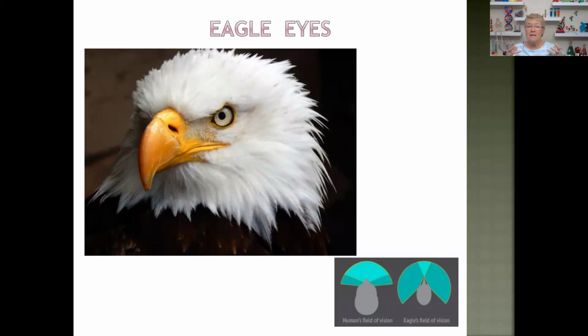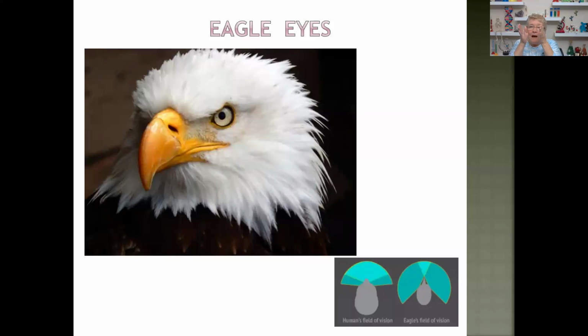So their eyes take up about half of their head. Picture your head. Imagine if your eyes were this big. That'd be a little bit scary, I think. Eagles weigh about 10 pounds, but their eyes are about the same size as ours. So you weigh a lot more than 10 pounds. That gives you an idea.